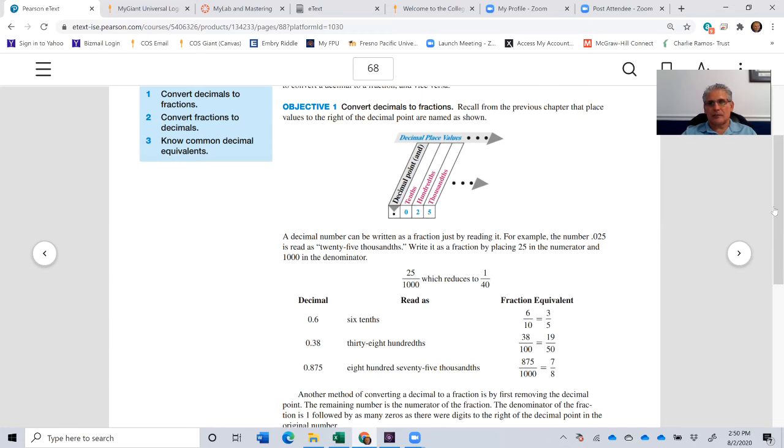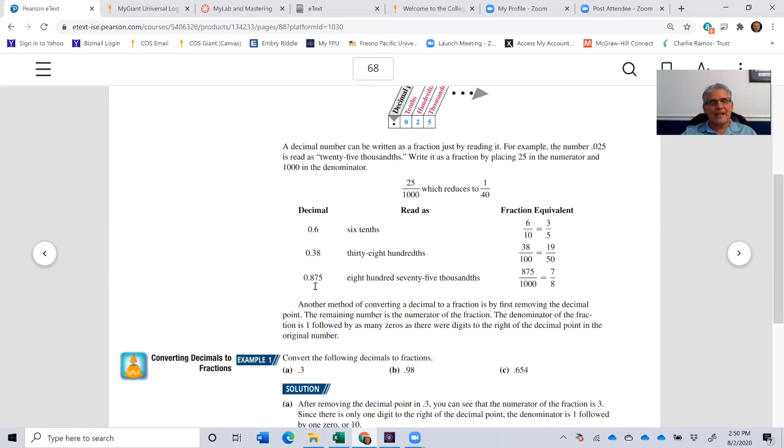Let's go to this last one here. 0.875, well, how do I write that as a fraction? It's 875 thousandths. You say it, 875 thousandths. And now you can write the fraction, 875 over 1,000, which then can be further reduced to 7/8.